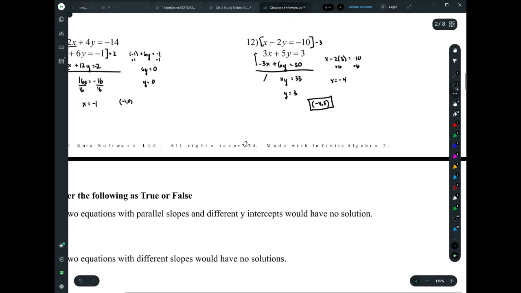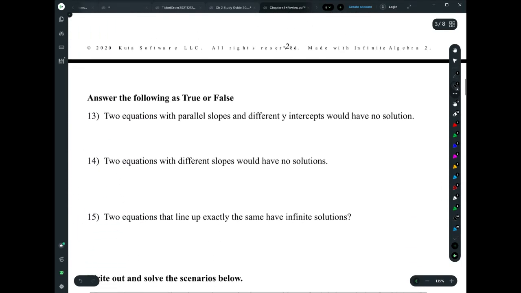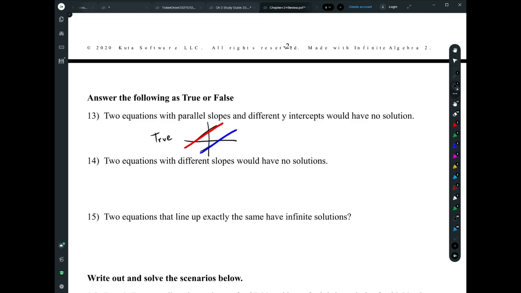Alrighty. Some concepts just to understand. Two equations with parallel slopes and different y-intercepts would have no solutions. That's true. Okay, so they're parallel, kind of like our one graphing, and they have different y-intercepts. So that would just be representative of this here. Different y-intercepts, parallel slopes, are not going to have any solution. Different slopes would have no solutions. That is not the case. That's going to be false.